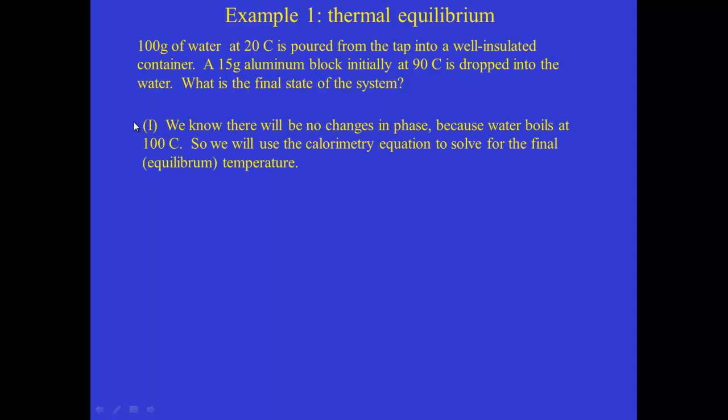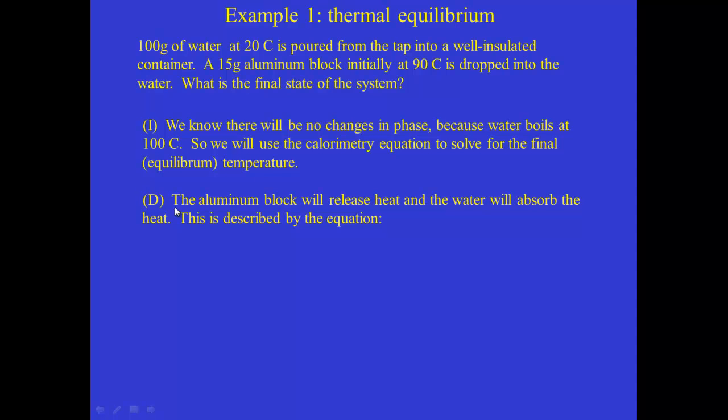Now, the identify step in our problem-solving method. We know in this problem there are no changes in phase. Water boils at 100 degrees, and there's no way that the aluminum block at 90 can ever transfer enough heat to make the water go above 100. And also aluminum at 90 degrees C is well below its melting point, so the aluminum block is initially solid. It's just going to get a little colder. It won't heat up. So all we have to do is use the calorimetry equation to solve for the final equilibrium temperature. We don't have to worry about any changes in phase.